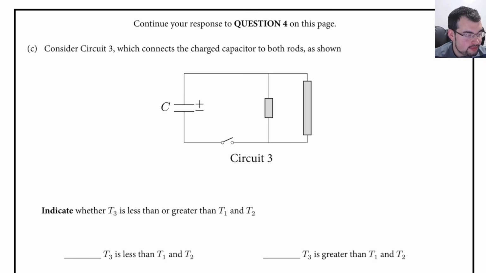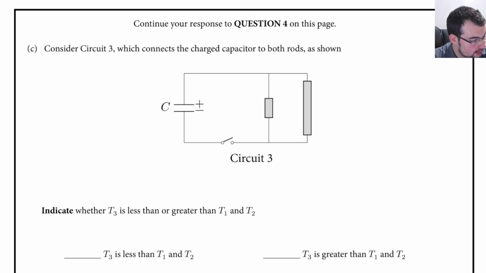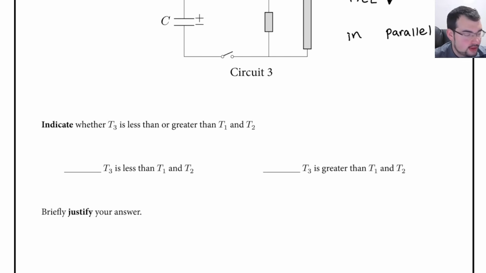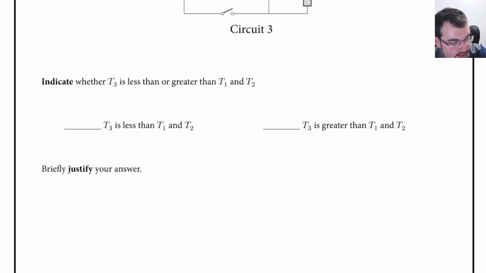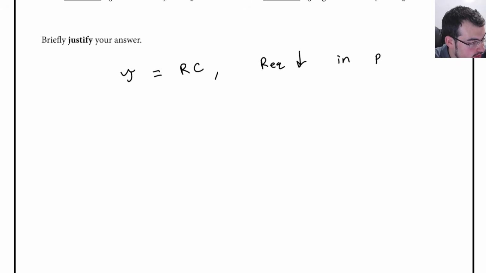Now consider circuit 3, which wires the two rods as shown. Is this the largest time of the 3, or is this the lowest? Well, this is in parallel. So we know that REQ decreases in parallel. So that just means that T3 is less than the other two, because we know that tau is equal to RC. So this other time should be dependent on tau. And we also know that REQ decreases in parallel.